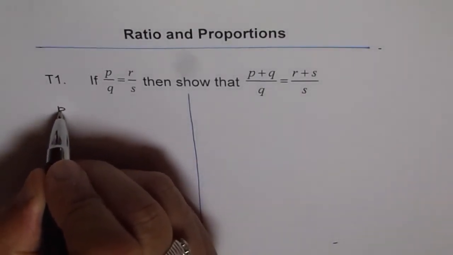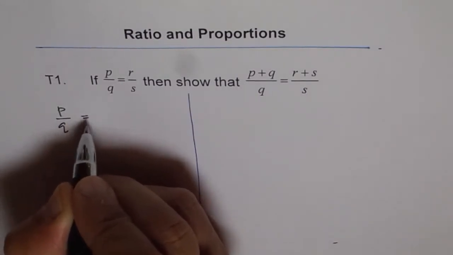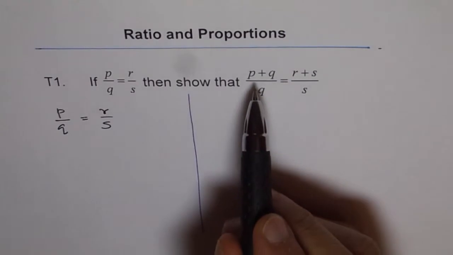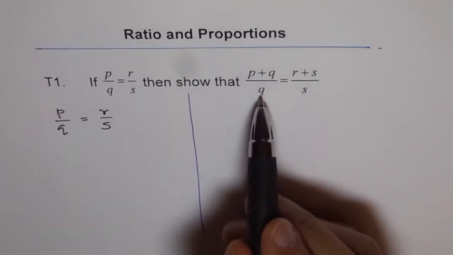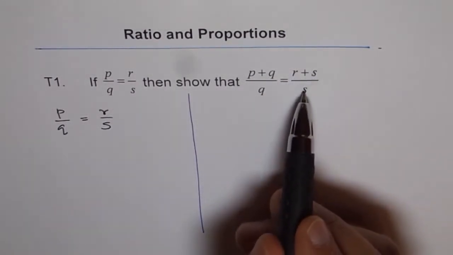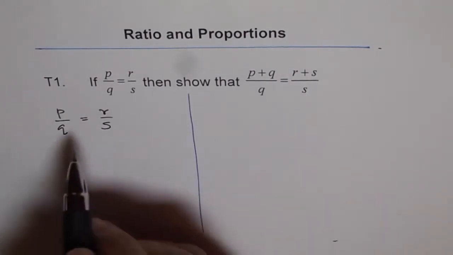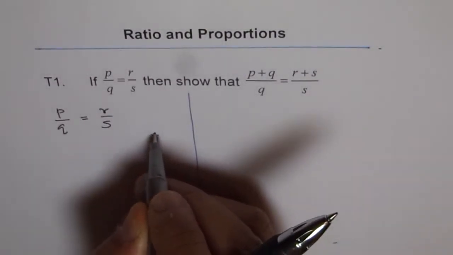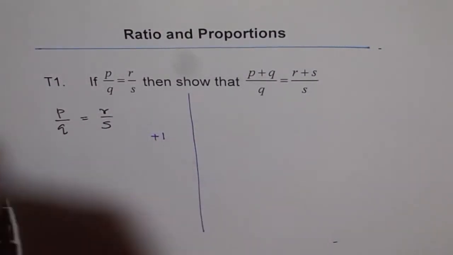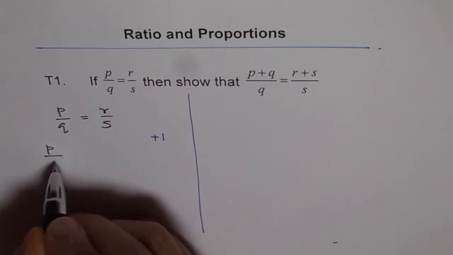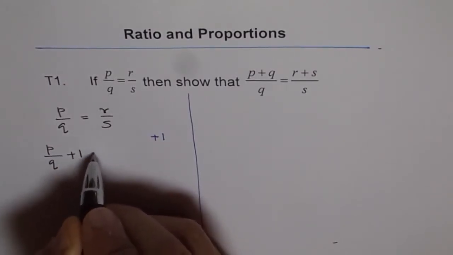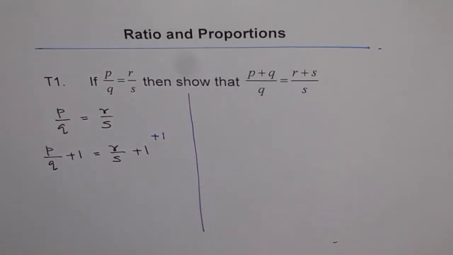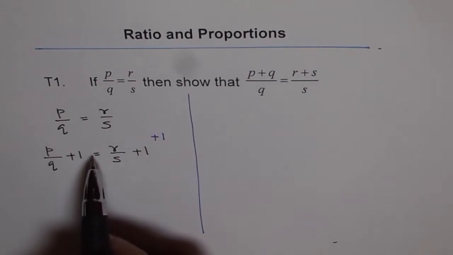So we get P over Q equals R over S. This is given to us, and we want to prove that (P plus Q) divided by Q equals (R plus S) divided by S. So what we can do here is, let's add 1 on both sides. So if we do that, we get P over Q plus 1 equals R over S plus 1. Adding 1 to both sides maintains the equality.